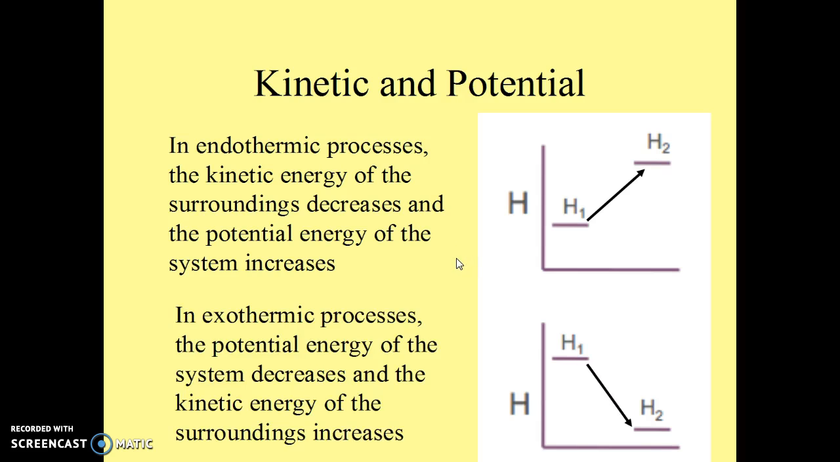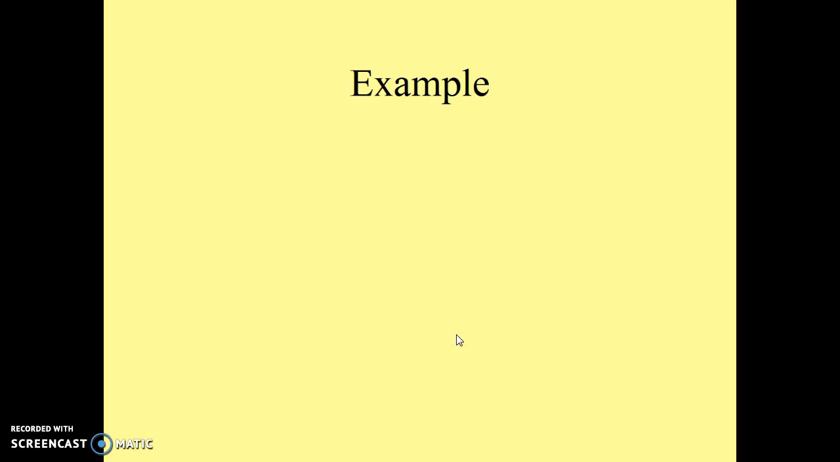In an exothermic process, potential energy goes down and kinetic energy increases. Here, the coal and oxygen, for instance, have a higher potential energy than the carbon dioxide, and it's lost all of that to heat up the environment, to make the kinetic energy of the surroundings go up.